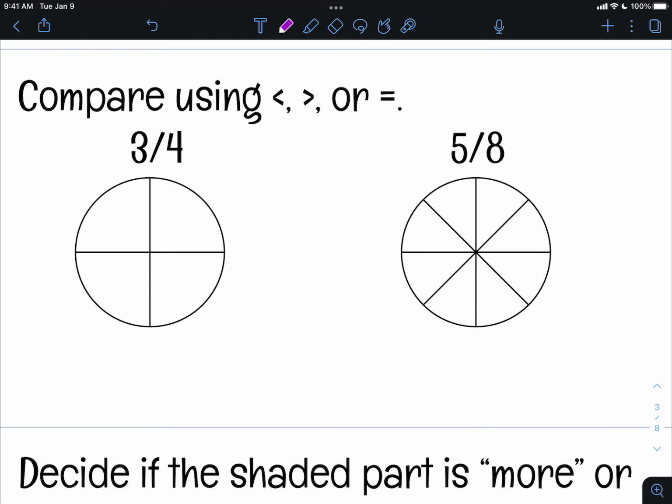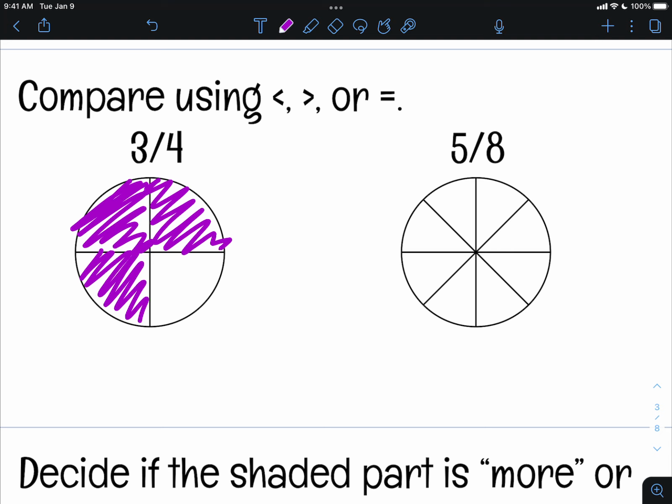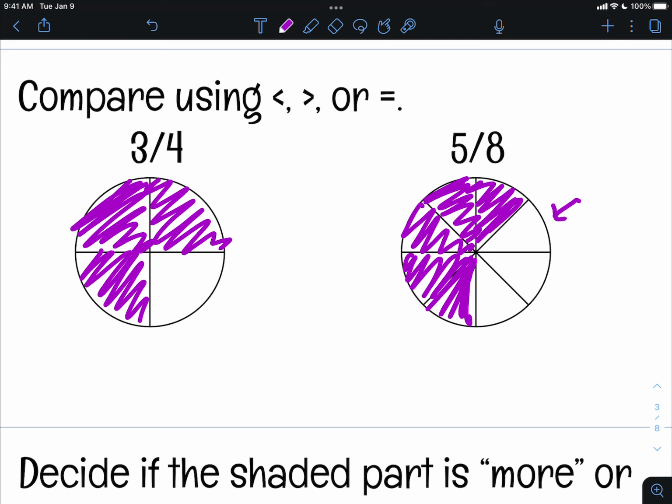3/4 means I take a slice and I cut it into four equal parts. And I'm going to shade in three of those four pieces. 5/8 means I have eight equal pieces and I'm going to shade in five of them. For 3/4, I shaded in a little bit more. So if I would have shaded in this piece, it would have been about equal. But I'm going to eat 3/4 of the cucumber.